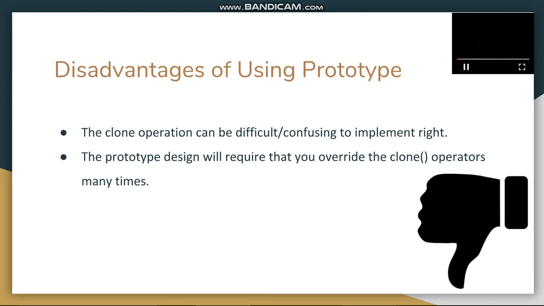So, some of the disadvantages of using this prototype design process are that the clone operation can be difficult and confusing to implement in the correct way. Some things that coordinate with this are: are you copying the right event? Is it under the right hierarchy? Is the prototype that you are currently copying being used by anything else?